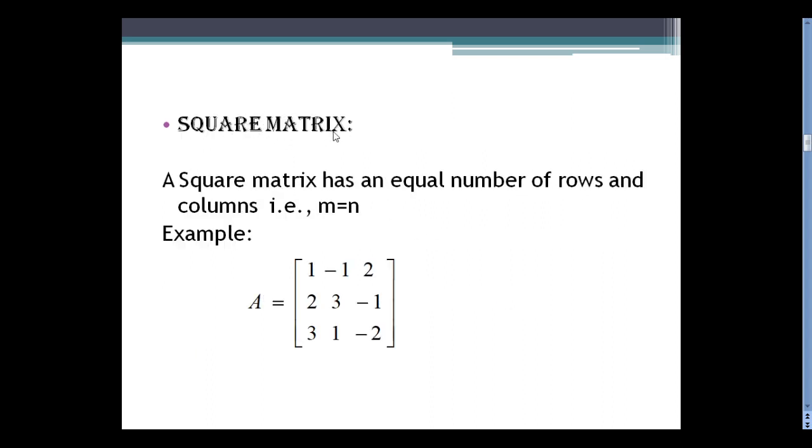Next we will see the square matrix. A square matrix has an equal number of rows and columns. The number of rows we say is m and the number of columns we take as n, where m equals n. So A equal to, this is an example of a 3 cross 3 matrix, with m rows and n columns, 3 rows and 3 columns.